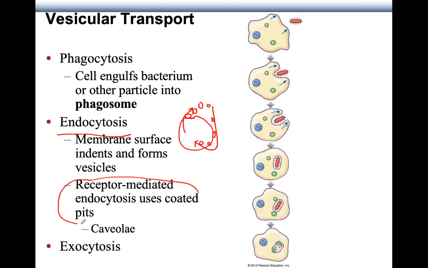The next mechanism actually has to do with this. We're going to go over receptor-mediated endocytosis. So I'm going to show you how a cell picks up something from the extracellular fluid, binds to it, and brings it into the cell.